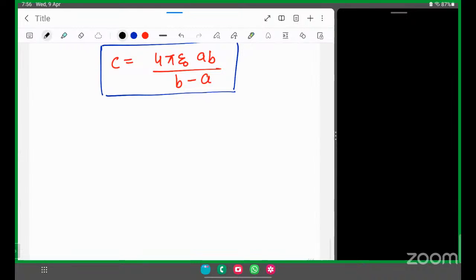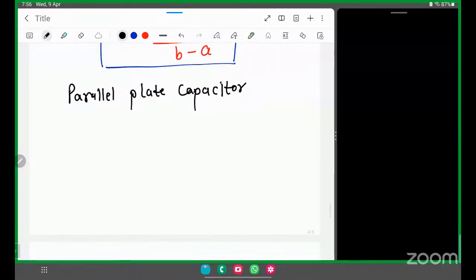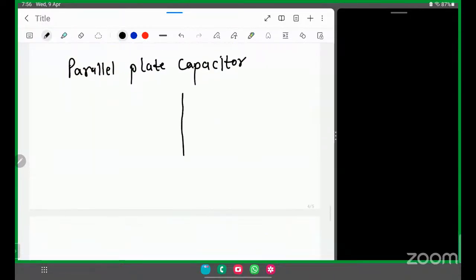The next capacitor is the most important capacitor, which is widely used, that is the parallel plate capacitor. A parallel plate capacitor is a capacitor in which we have two metallic plates of certain area A, and there is a separation between these two plates. Let's say the separation is D. The area of each plate is A.